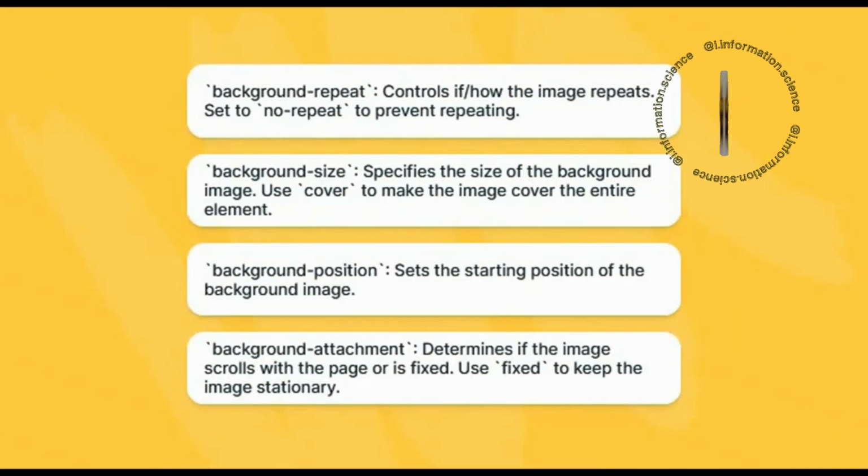background-repeat controls how the image repeats. Set to no-repeat to prevent repeating. background-size specifies the size of the background image. Use cover to make the image cover the entire element. background-position sets the starting position of the background image. background-attachment determines if the image scrolls with the page or is fixed. Use fixed to keep the image stationary.